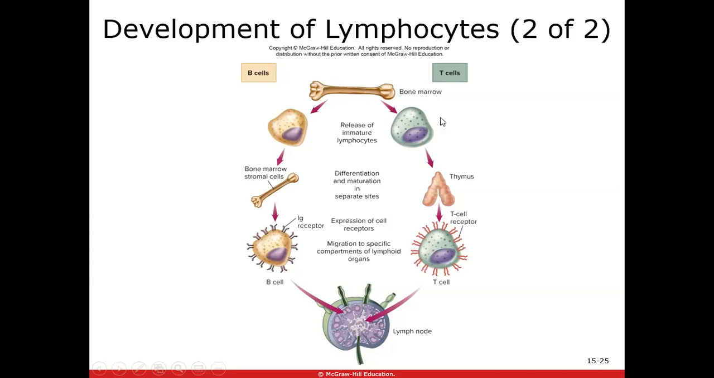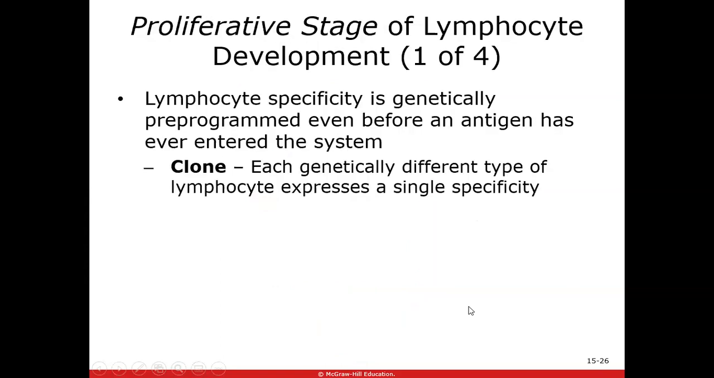Here's another lymphocyte that, if it came over this way, didn't stay in the bone marrow but went to the thymus, would develop these antigen receptors on its surface, and it is a T helper cell. And then it's released into the lymphoid tissue as well. So lymphocyte specificity is genetically pre-programmed even before an antigen has ever entered the system.